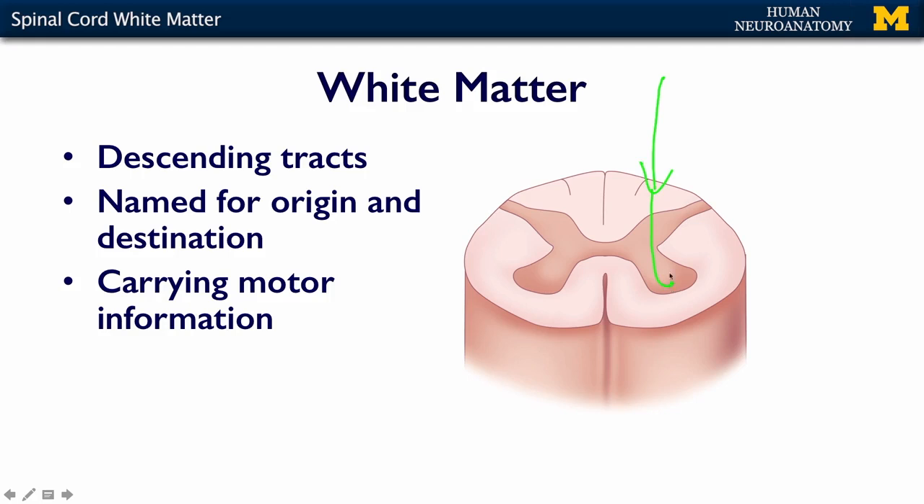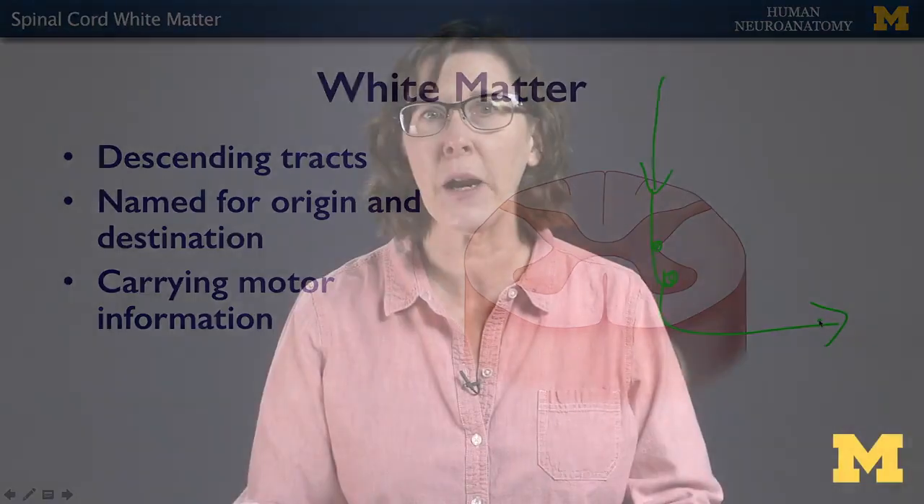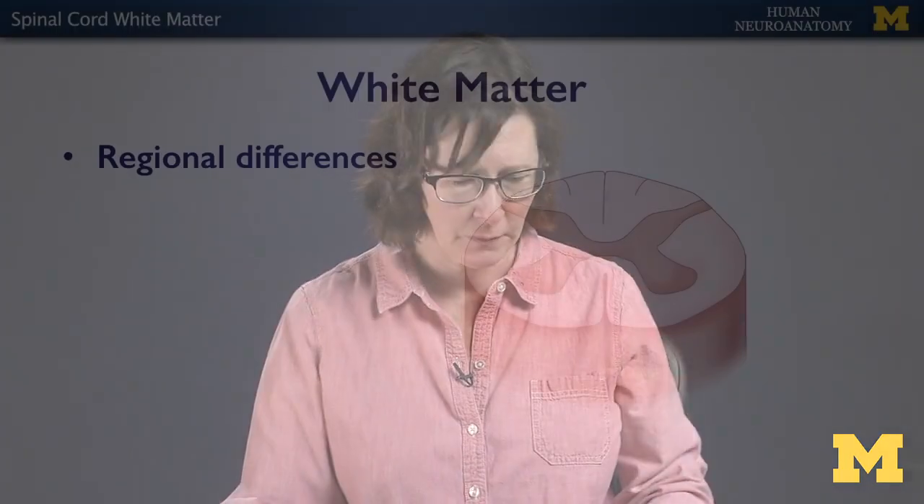Often they're going to synapse in the ventral horn or the intermediate zone before they go out to the periphery. And they're carrying motor information. So those are the descending. Ascending, sensory, afferent. Ascending is arriving or afferent. Descending is going to be efferent, it's going to be motor.